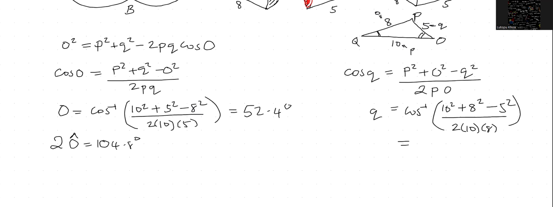We have 10 squared plus 8 squared minus 5 squared over 2 times 8. This gives us 29.7. And then 2Q, the angle that we're looking for, this is 59.4.